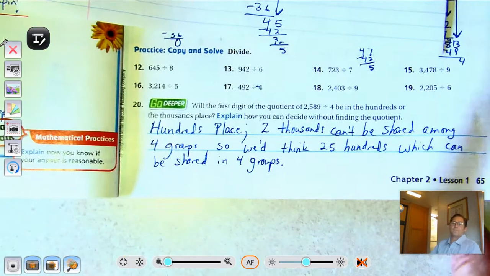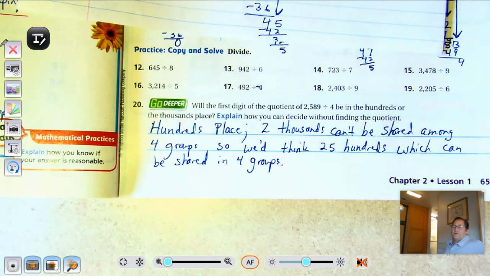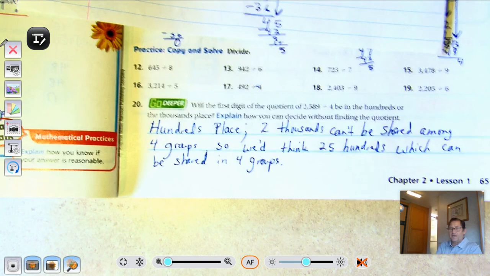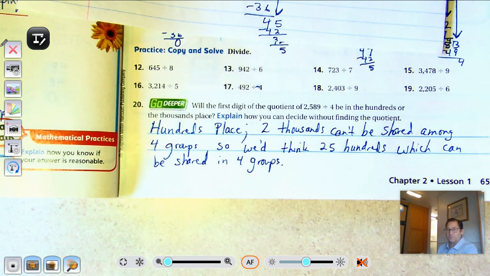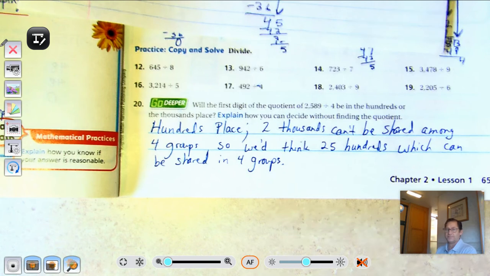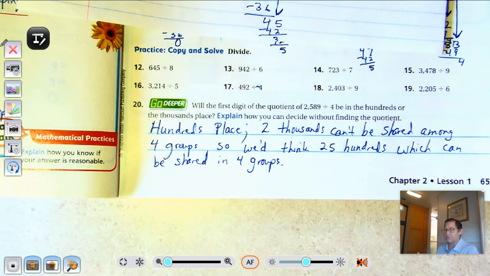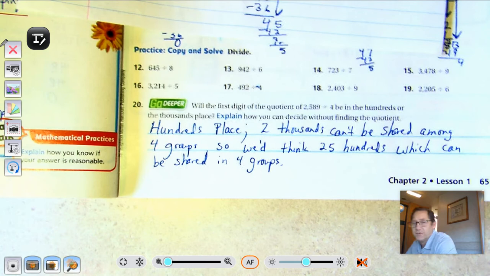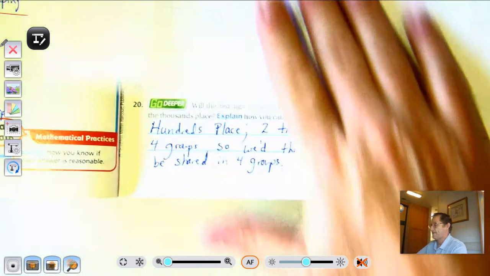Okay, so if I can't share 2,000s into 4 groups, right? You have a 1,000 and a 1,000. You have 4 groups. I can't put a whole 1,000 in each of those groups. So we would look at that as not 2,000, but as 20 hundreds, or 2,500s. And 2,500s can be shared equally among 4 groups.